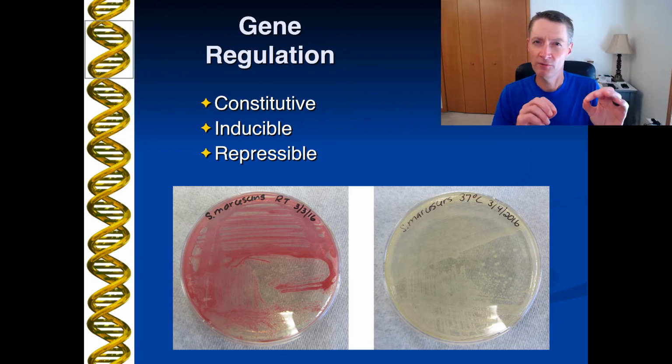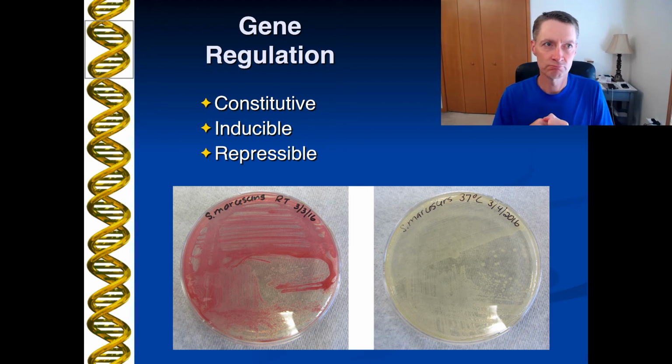Okay, now this may be a little confusing right now. I think constitutive is fairly intuitive, right? Constitutive means it's constantly made, it's needed all the time. Inducible and repressible, we don't want to have these genes on all the time, and what I'm going to do with you is go through those two in detail, all right?